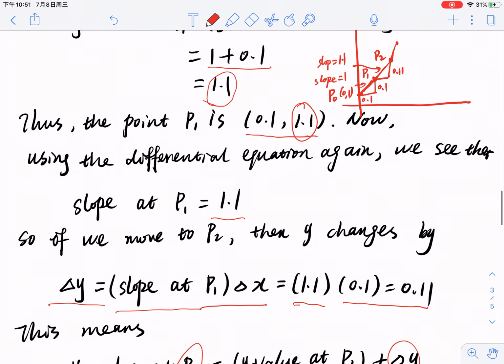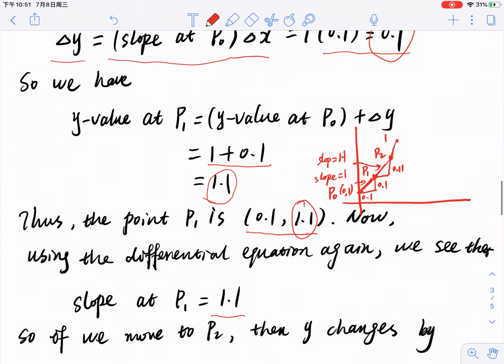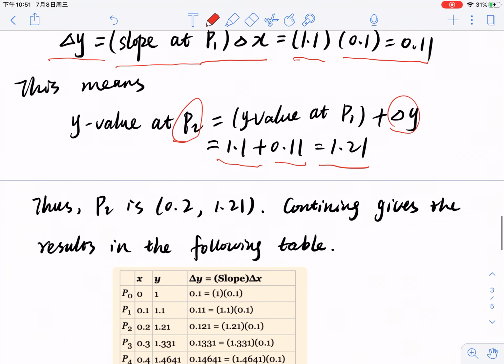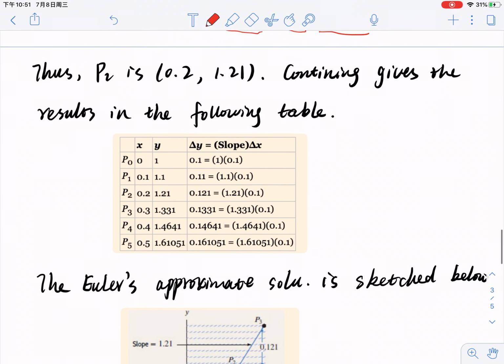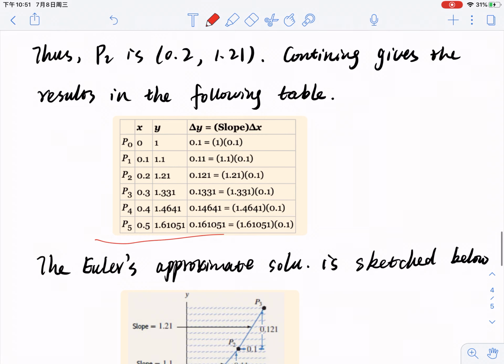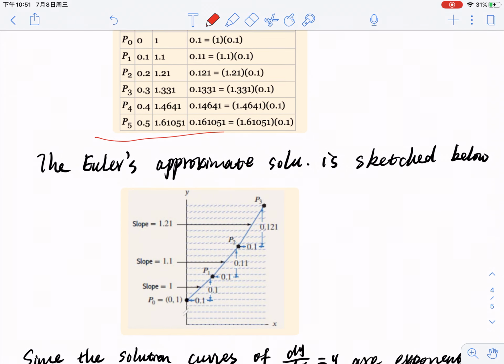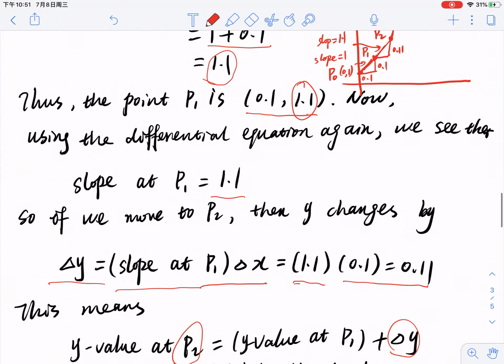Continuing this, we get P3. Continuing gives the results in this table: P0, P1, P2, P3, P4, P5. And this is the Euler's approximation solution here. This is the same as we sketched here.